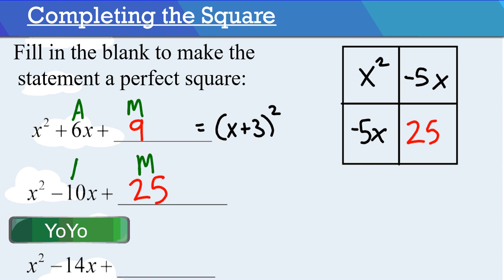I can factor this. What two numbers multiply to be a positive 25 and add up to be a negative 10? It would be minus 5 and minus 5. So the factors on each side are x minus 5 squared. This is x minus 5 by x minus 5. We call this process completing the square. It's what's going to allow us to solve equations when square roots wouldn't have allowed us to.